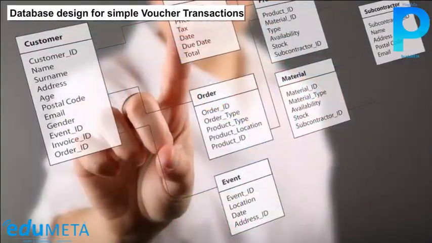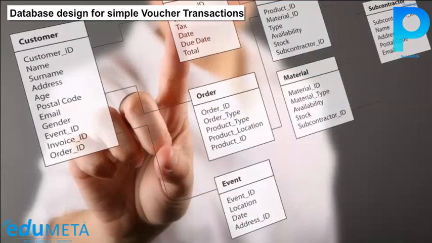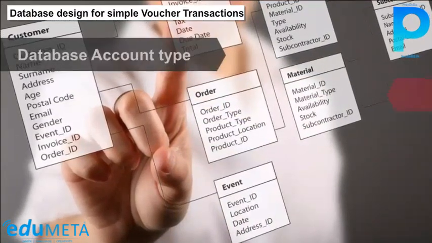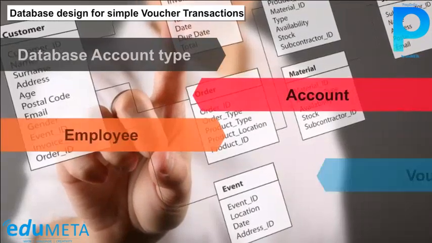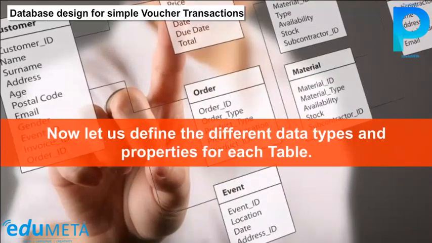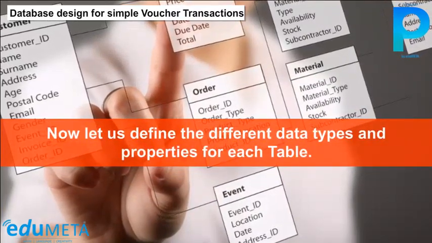Database designed for simple voucher transactions. Let us say there are 5 tables in database: account type, account, employee, vouchers, and support. Now let us define the different data types and properties for each table.